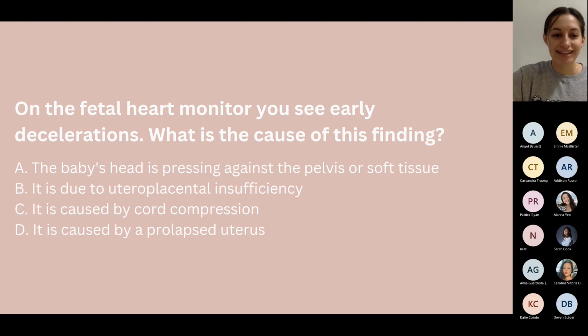Nice. You guys got it. The answer is A. So remember, those early decelerations are just the head pressing against the pelvis. So again, these are good things.